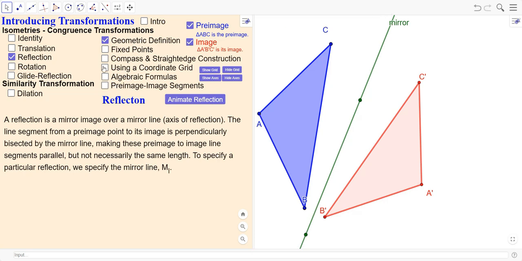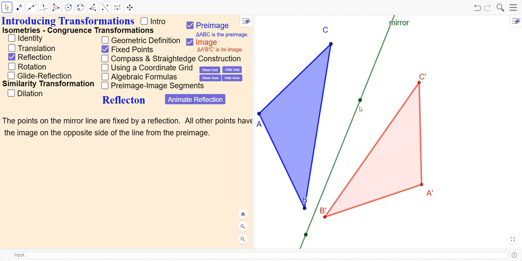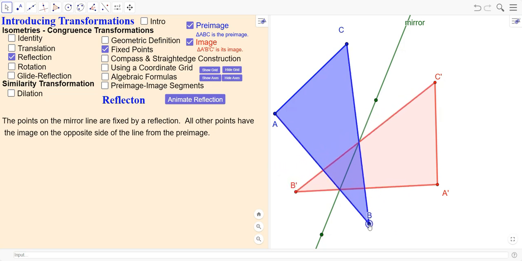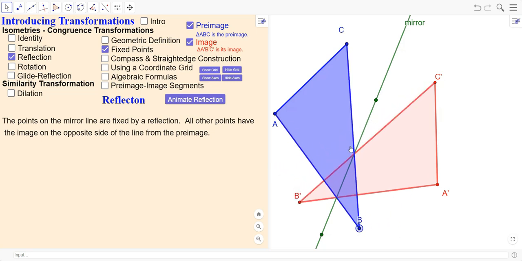Well, which points are fixed? The only points that are fixed are points on the mirror line itself. So if you happen to have this go through the mirror line, then we know that that point there and this point here that are on the mirror line will end up being fixed points.